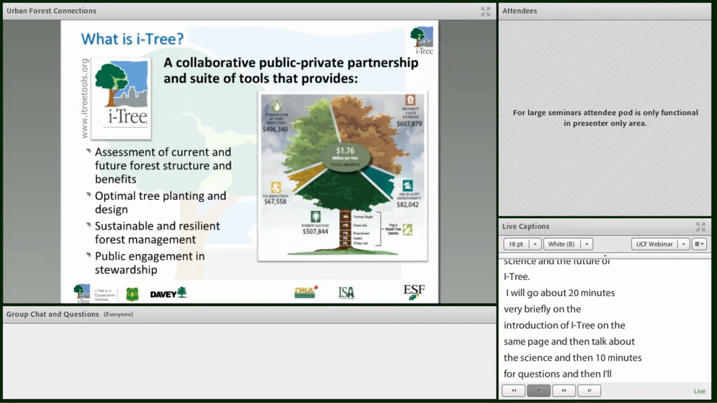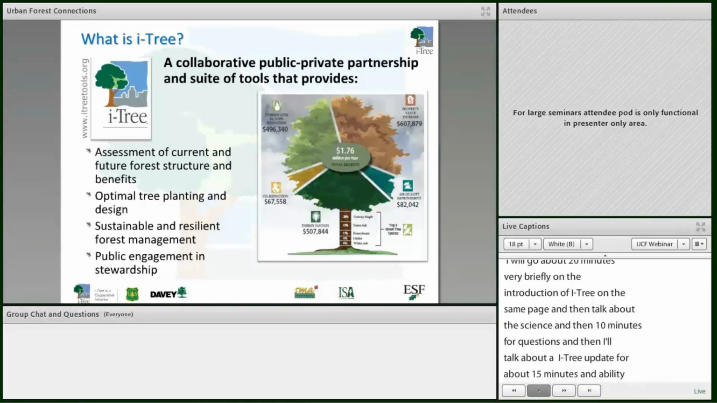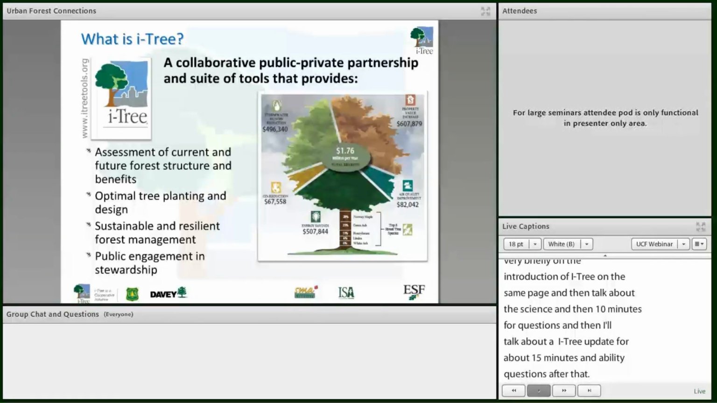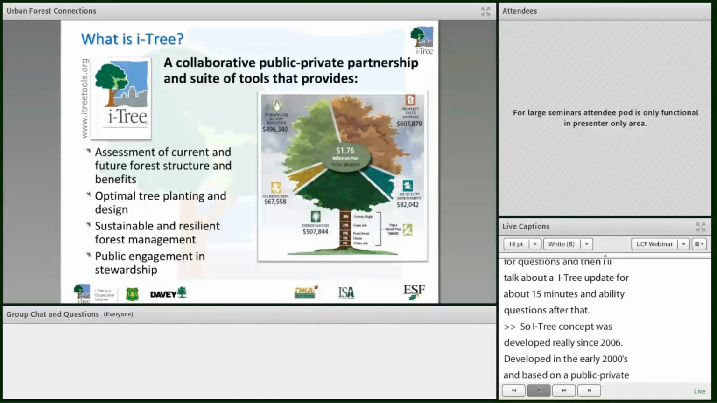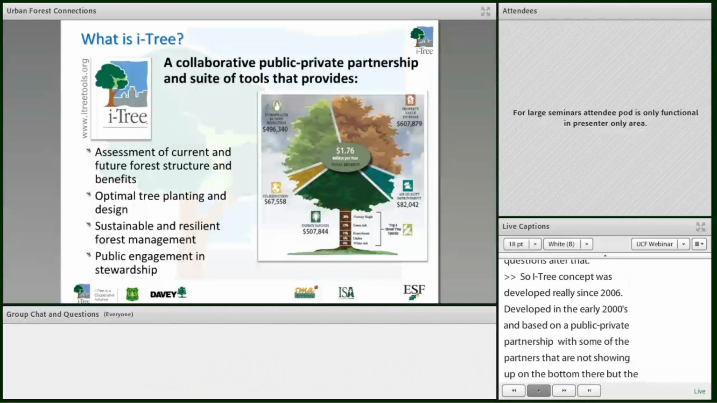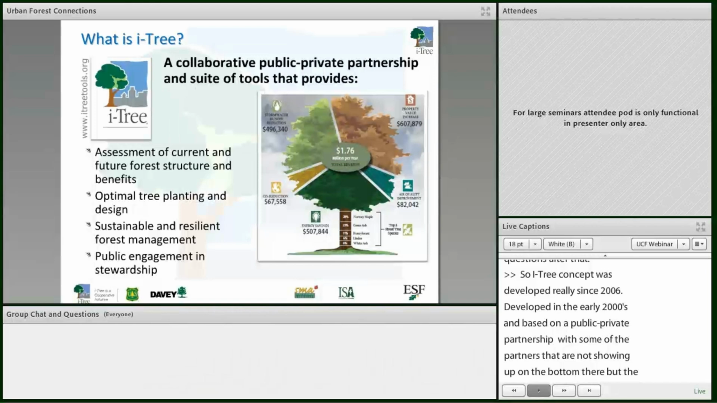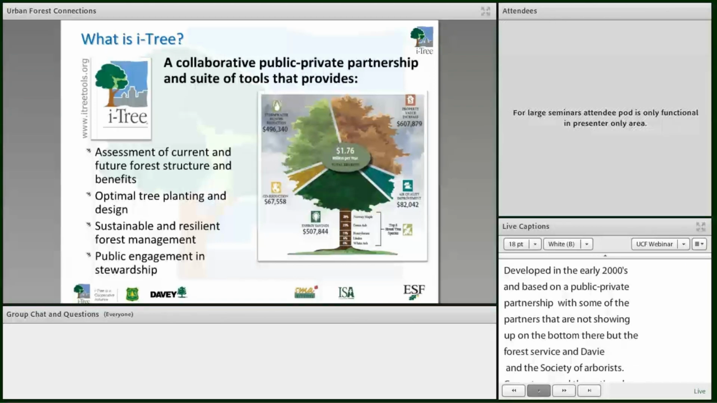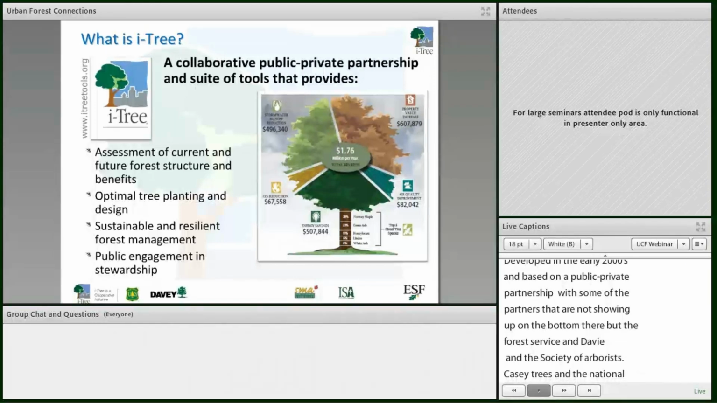So iTree was a concept developed in the early 2000s and released in 2006, based on a public-private partnership with partners including the Forest Service, Davey, International Society of Arboriculture, Casey Trees, National Arbor Day Foundation, and SUNY College of Environmental Science and Forestry. I don't know why some of their logos aren't showing up on the bottom, but there are many people who work on this from different offices.